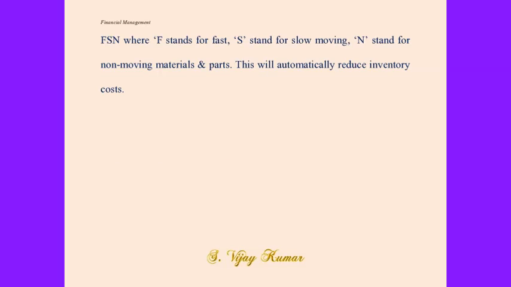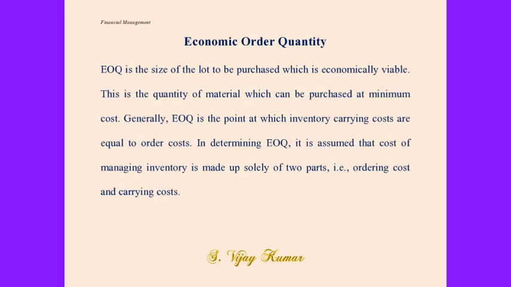Some authors classify the items as FSN, where F stands for fast, S stands for slow moving, and N stands for non-moving materials and parts. This will automatically reduce the inventory costs.